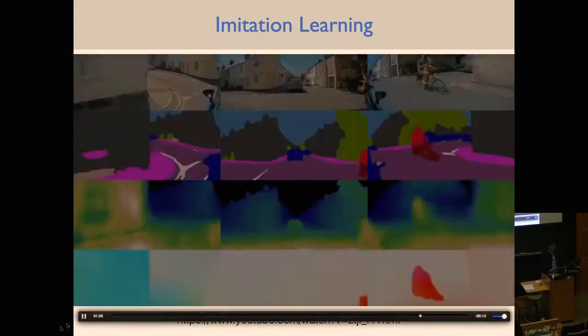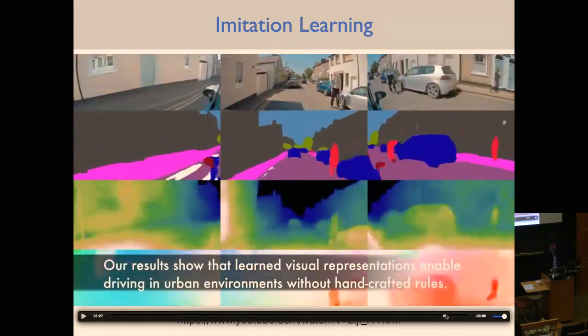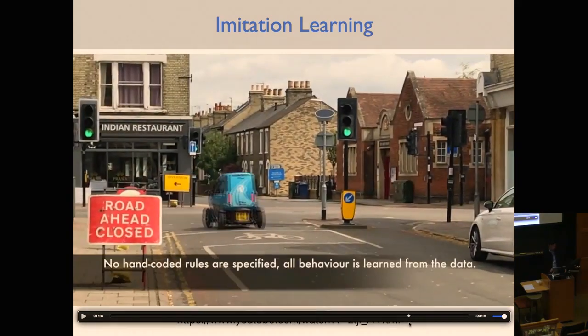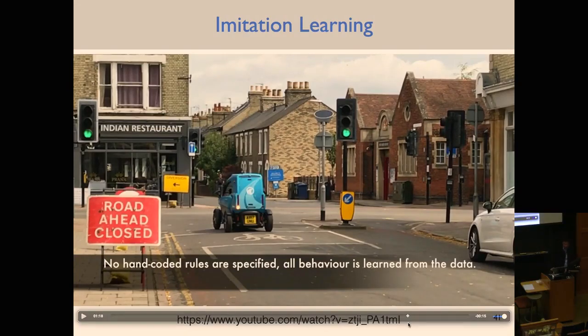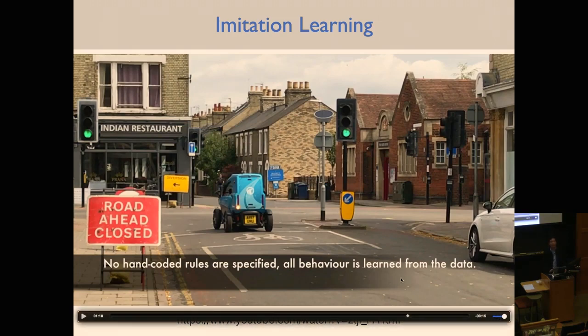Yeah, so it's kind of interesting. It's all imitation. The only thing that the neural network is learning to do is imitate the human. And I think over here, somewhere at the end, they're saying no hand-coded rules are specified. All behavior is learned from the data, which I think gets you some way, but some of the rules we might want to bake in, right? Like stop at a red light. Seems like a good thing to bake in rather than to learn just by imitating human data. But I guess imitation learning gets you part of the way there.